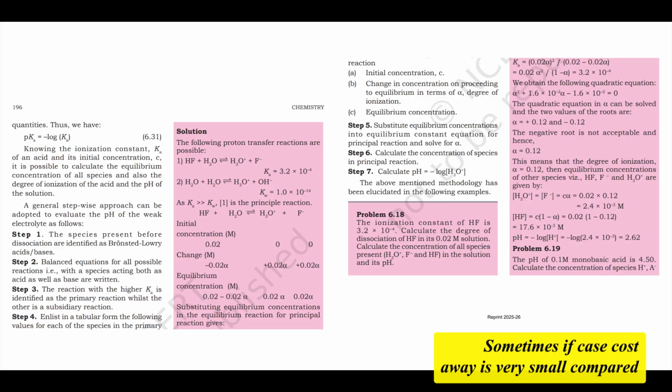Sometimes, if x is very small compared to C, you might be able to simplify the calculation by approximating C minus x as C, avoiding the quadratic formula, but it's safer to check if that assumption is valid.